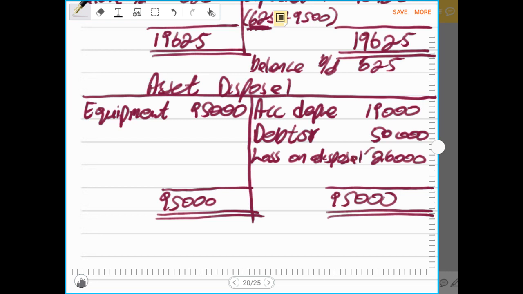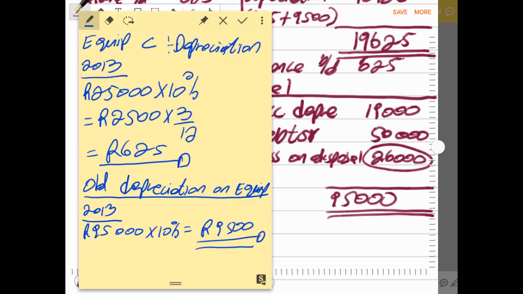So now this loss of 26,000 rands will have to be recorded in the income statement under expenses, because making a loss is an expense to the business. Let me just show you another approach where you can calculate the loss on the disposal of an asset. Remember, this was the calculation, the last amount 19,500 was the calculation of the depreciation for the old equipment, and we have highlighted that the accumulated depreciation for the year 2012 was also 9,500.